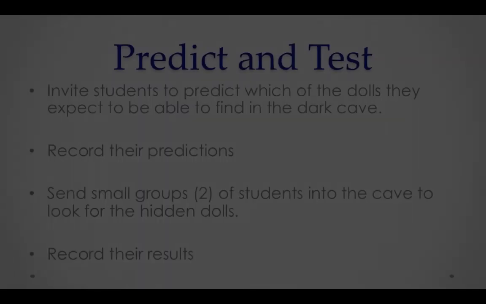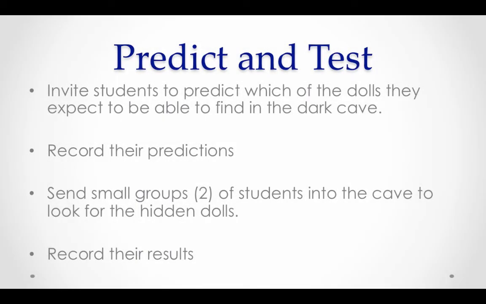Okay, so now that the dolls are made and hidden inside the cave, we're going to move to the next part of the activity. And here we will show the kids, either as a classroom or individually or in small groups, the 3 dolls, and we'll invite them to make a prediction. We're going to want them to predict which of these dolls they think they would be able to find inside that dark cave. And you remind them, there's no light in there, it's very dark. Which of these dolls do you think you're going to find?